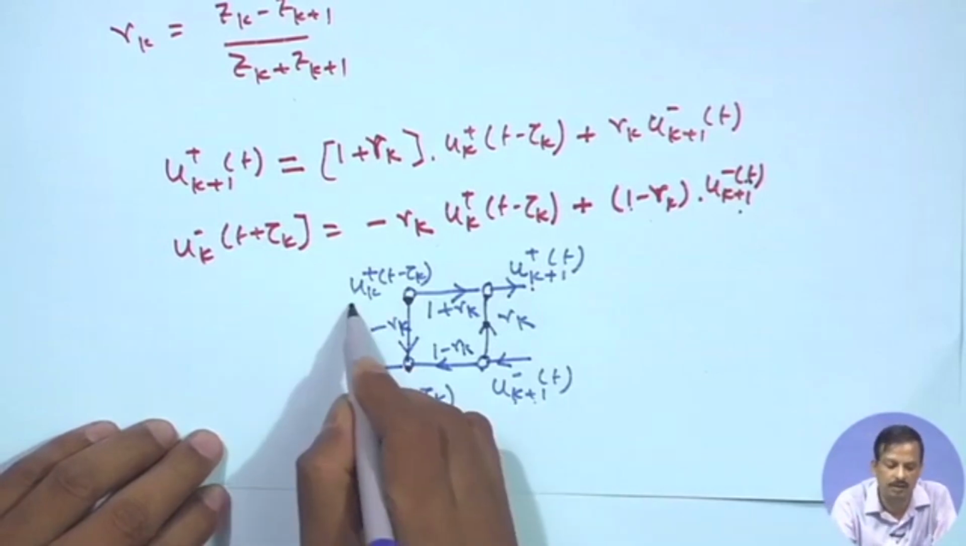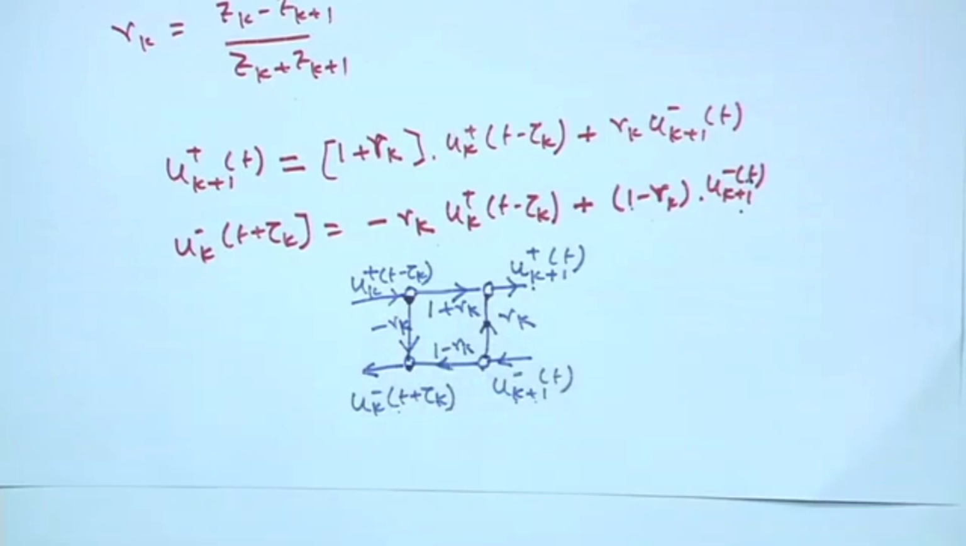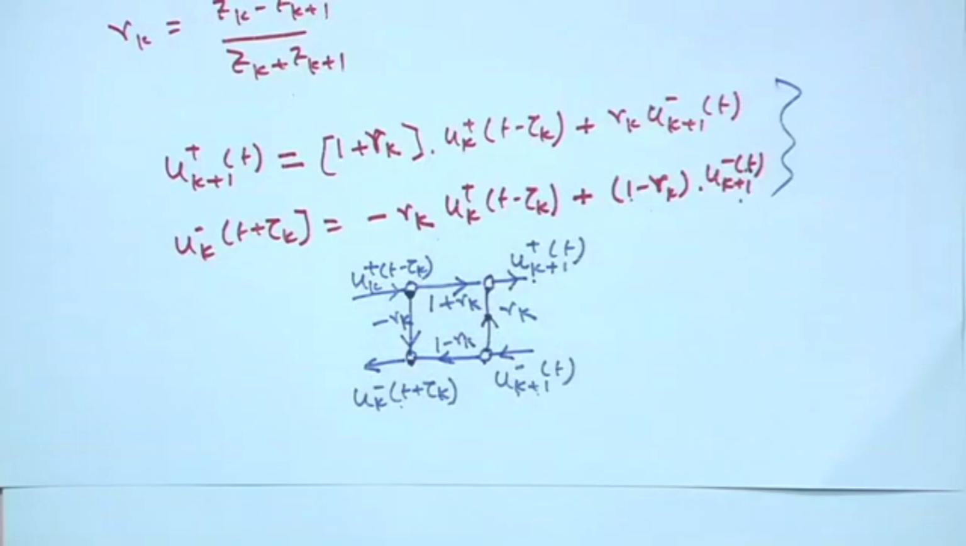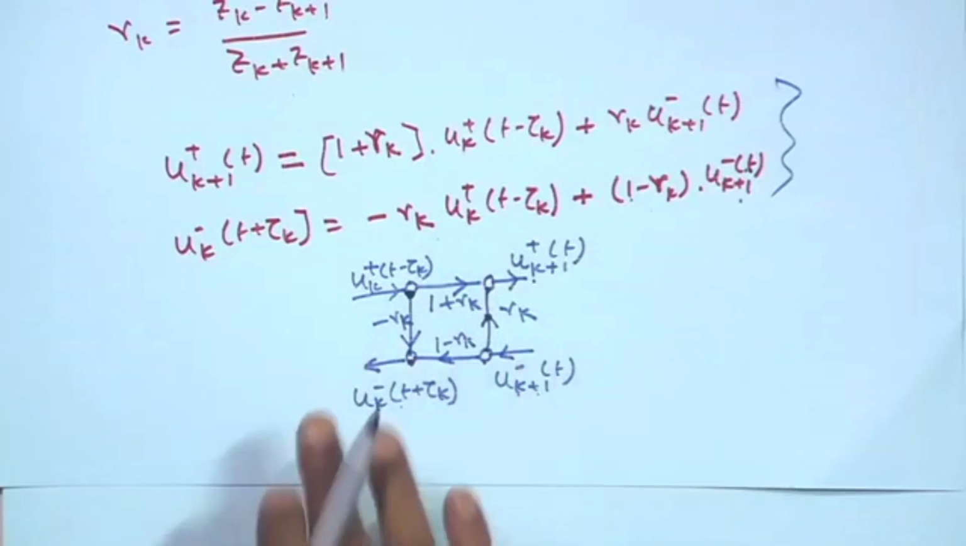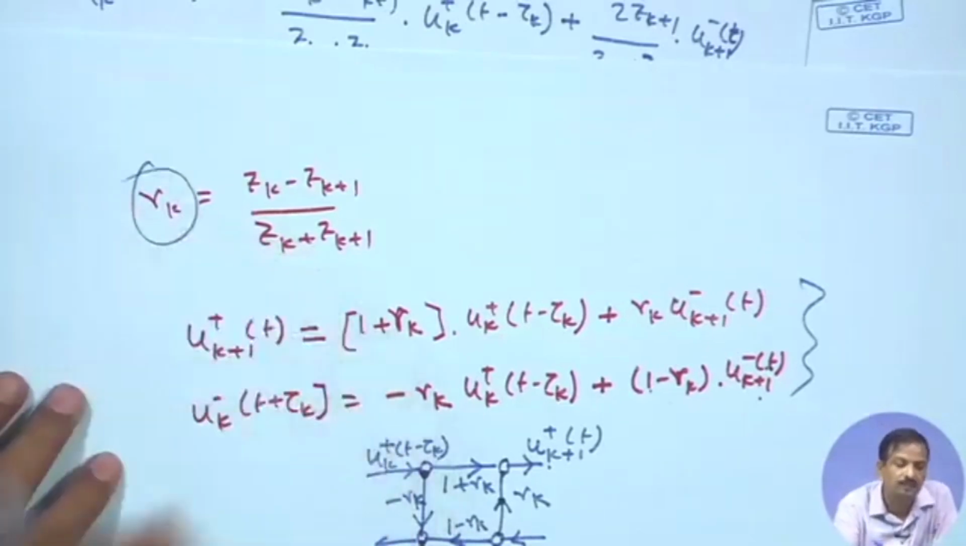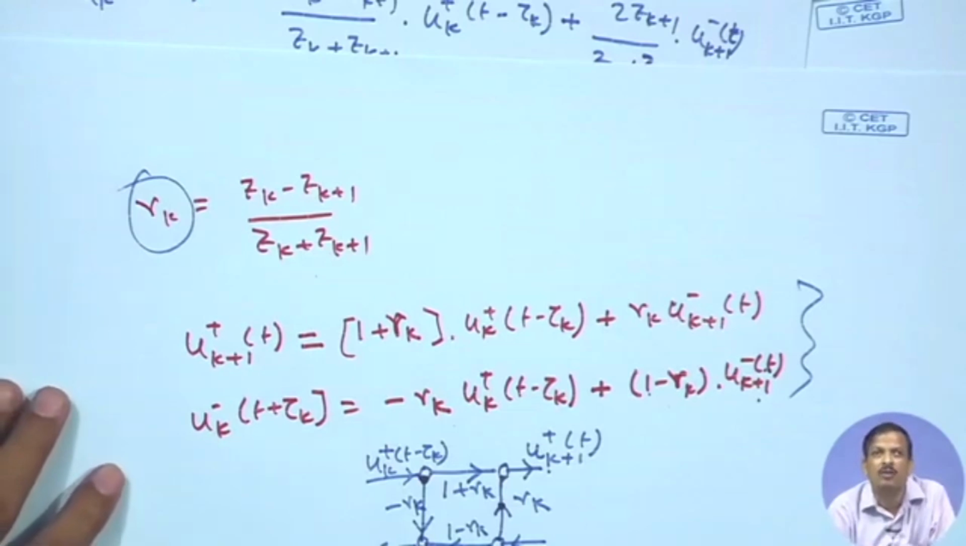I get the junction diagram. So, if you see, this is the junction diagram I have drawn here. Once I know these two equations, I know the junction diagram, 1 plus r k, 1 minus r k. Okay. Then what is r k? R k is called the reflection coefficient.